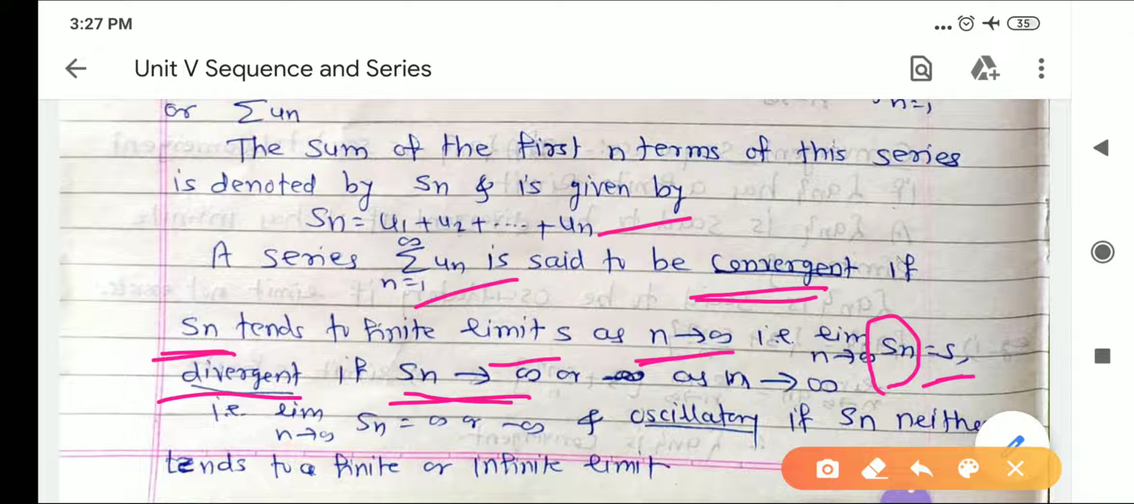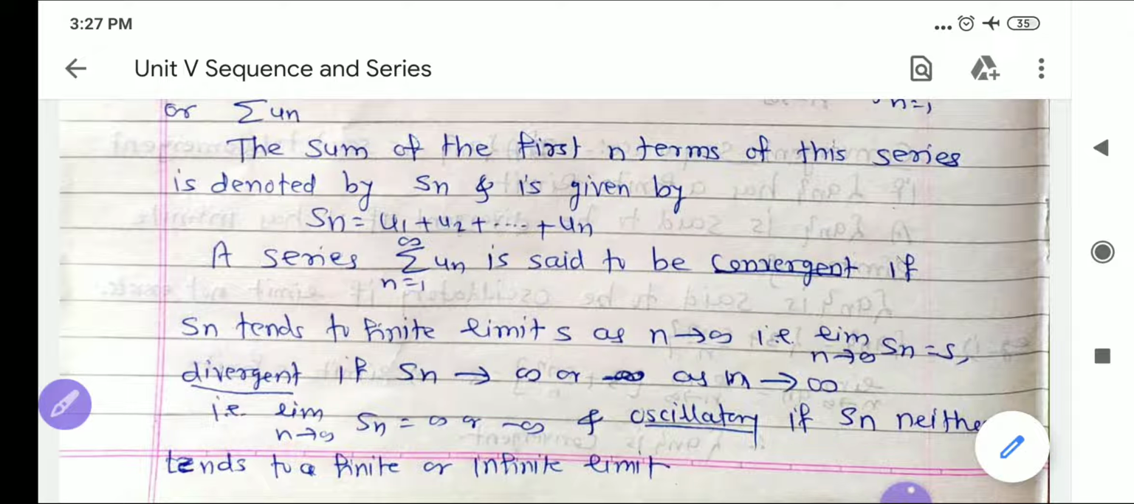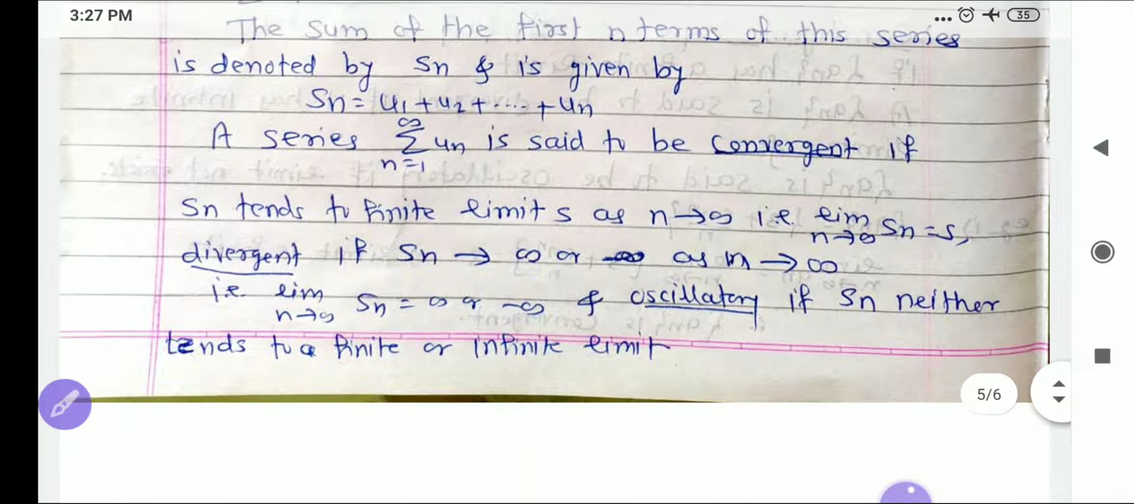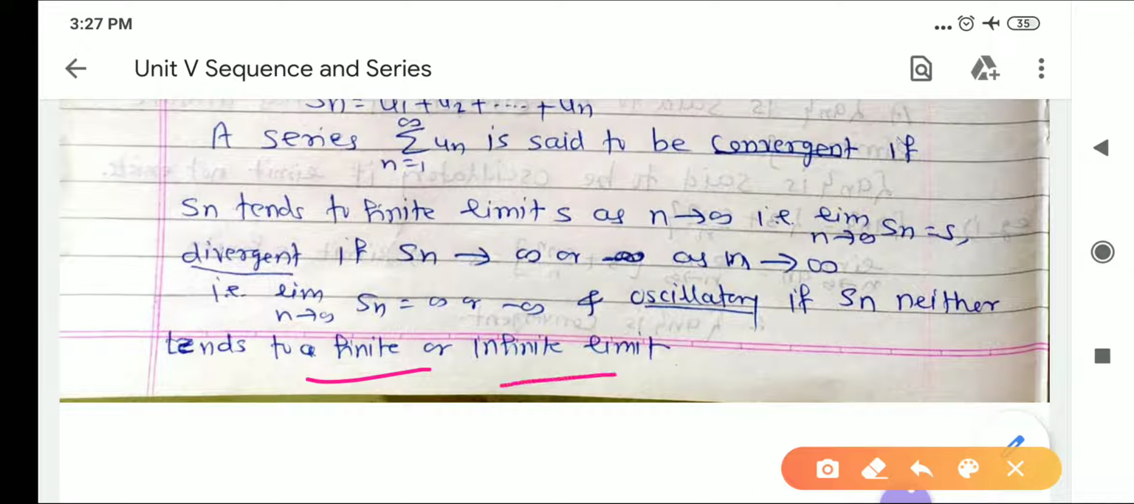And as n tends to infinity, suppose Sn tends neither to a finite limit nor to an infinite limit, then that series is called an oscillatory series. So this is related to convergent, divergent and oscillatory series.